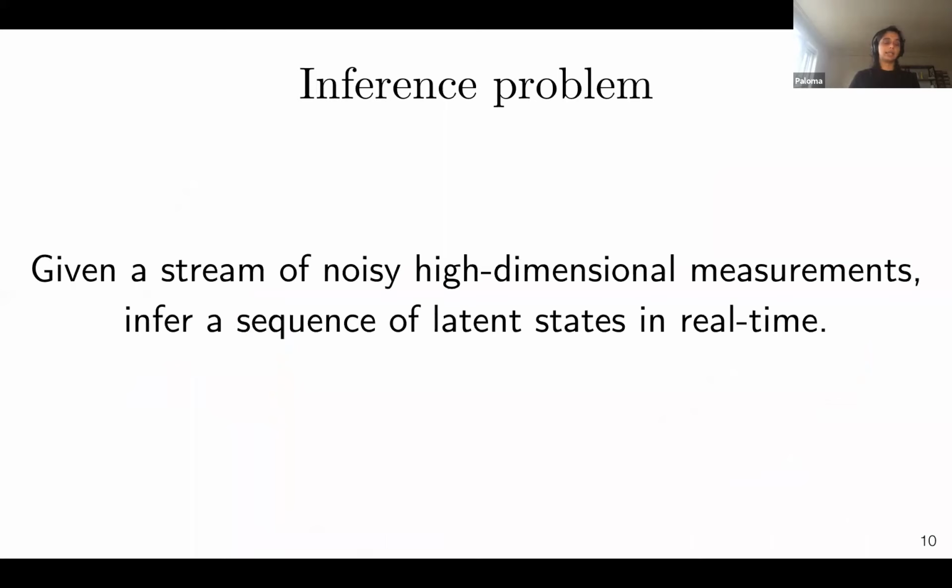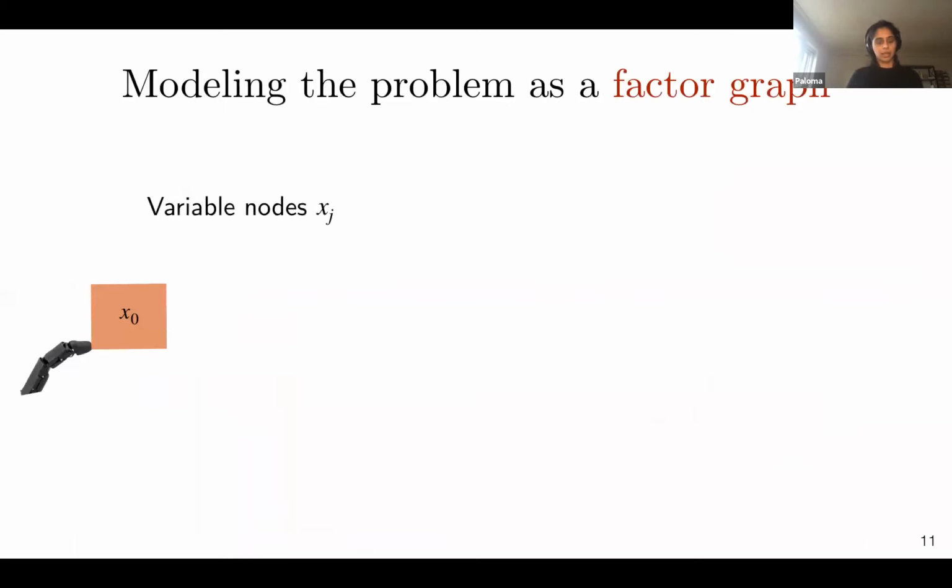So formally, this is the inference problem that we'd like to solve. Given a stream of noisy high-dimensional measurements, infer a sequence of latent states in real time. And we are going to model this inference problem as a factor graph. A factor graph is a graph with two types of nodes. The first type is a latent variable to be estimated. For example, the object pose x0 at time t equal to 0 is a variable node.